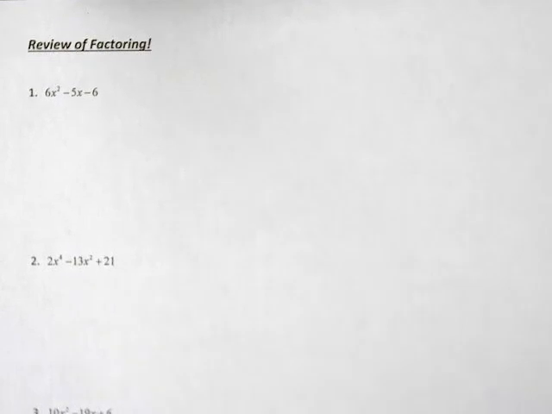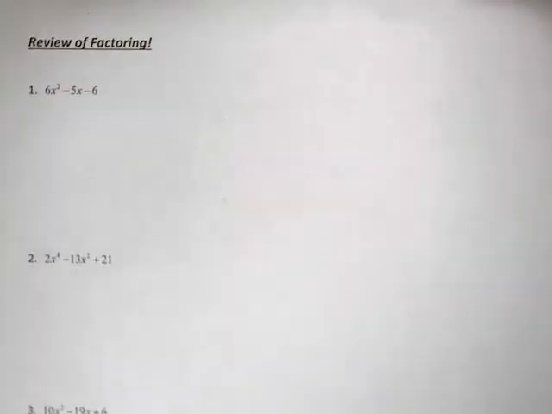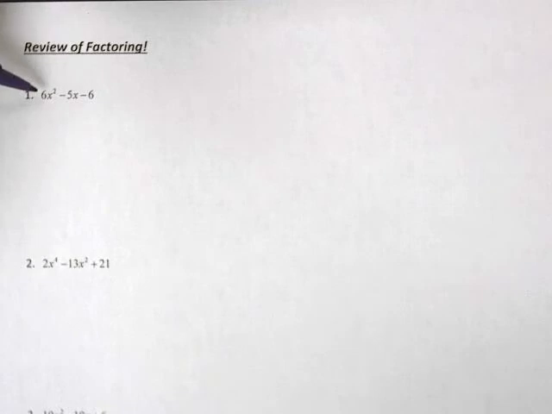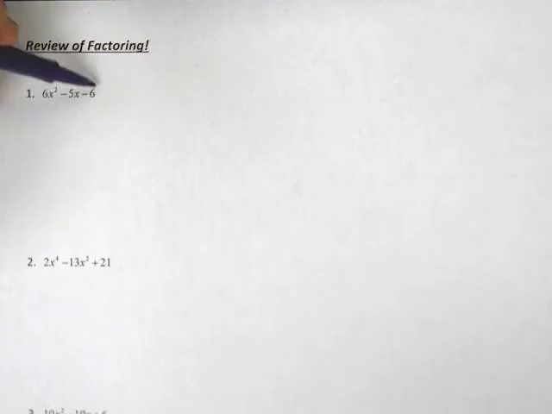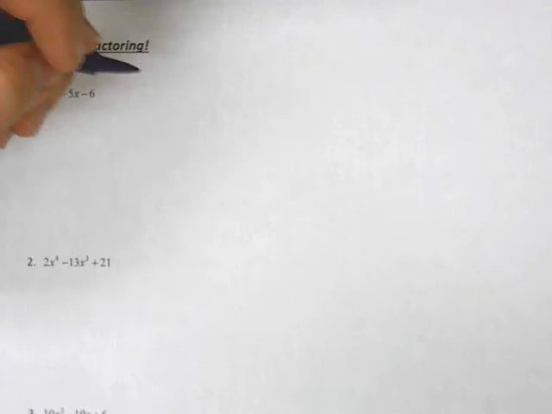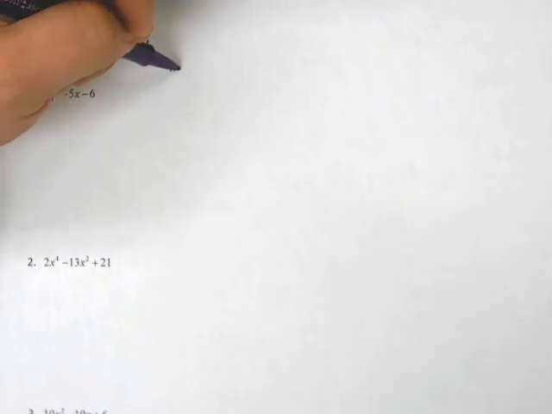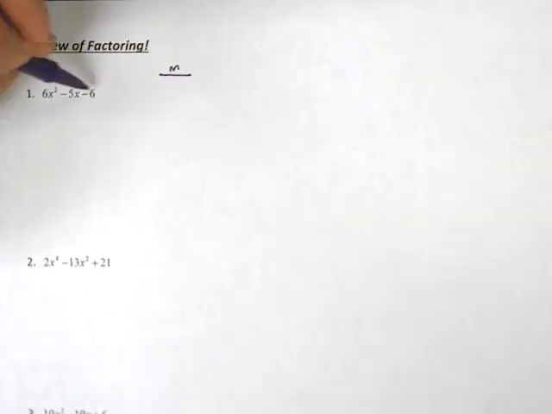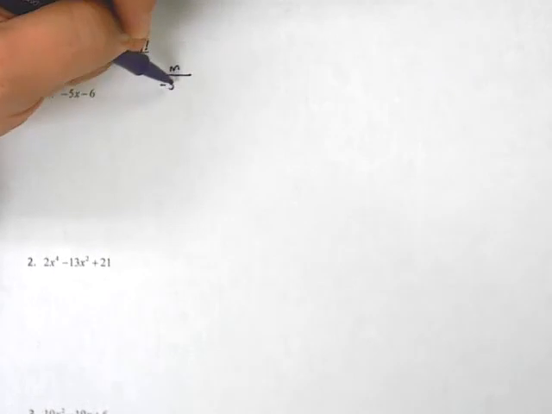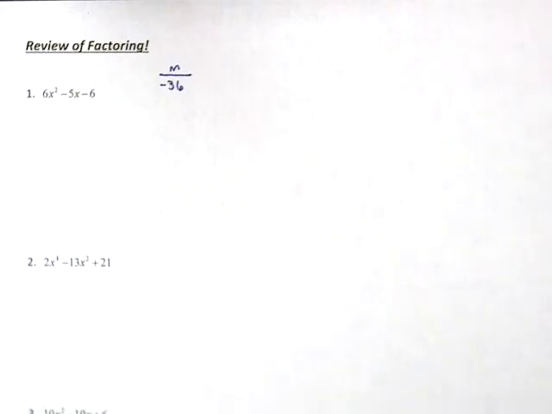Cool. So 6x squared minus 5x minus 6. Again, we see A is not 1. What do we do here? What's the strategy? We want to multiply the A and the C value together, okay? So the numbers need to multiply to whatever A times C is. So 6 times negative 6, negative 36.